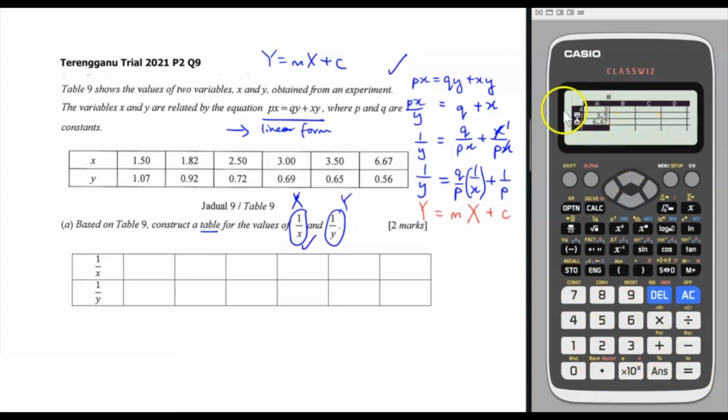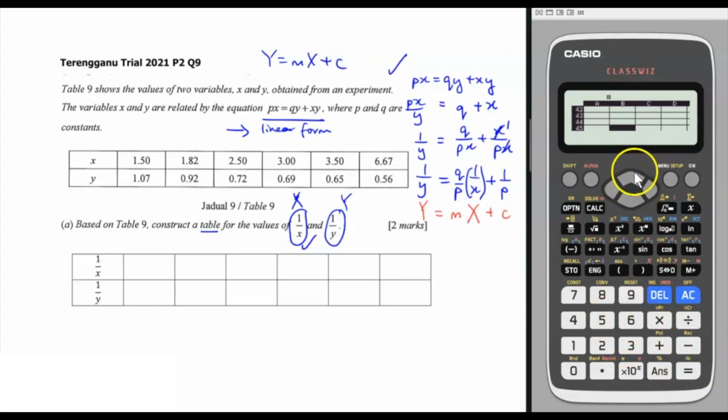Okay, so we have all the data already keyed in for x, and now we go and key in all the y values given. So go to column B. Okay, so we have 1.07 equals, 0.92 equals, and then 0.72 equals, and then 0.69 equals, and 0.65 equals, and lastly 0.56 equals. Okay, so we have all the data keyed in here.